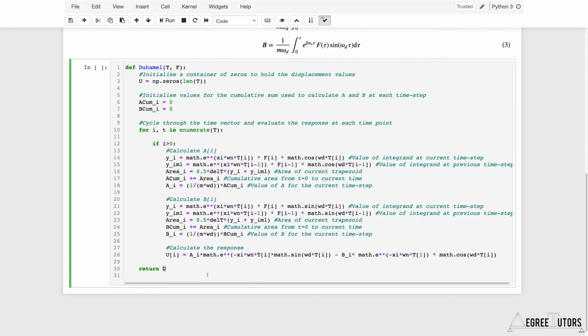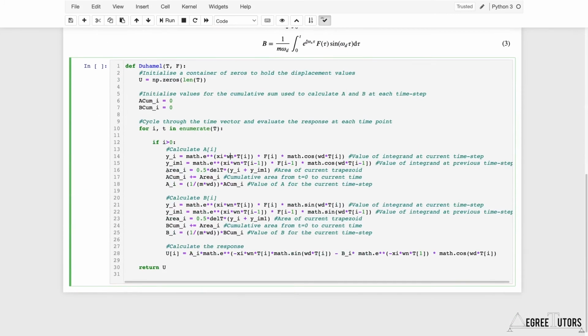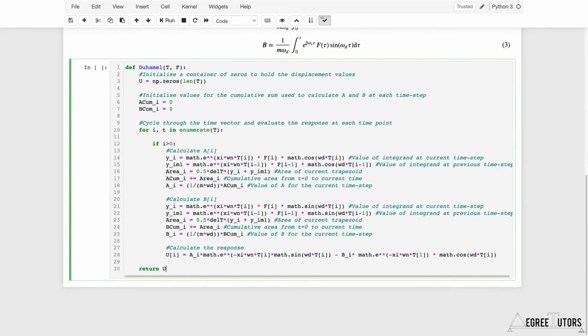And again, let me emphasize, we're relying on the fact that things like xi and omega n have been defined globally, right? And so our function knows what those values are. Right, let me see, shift enter.